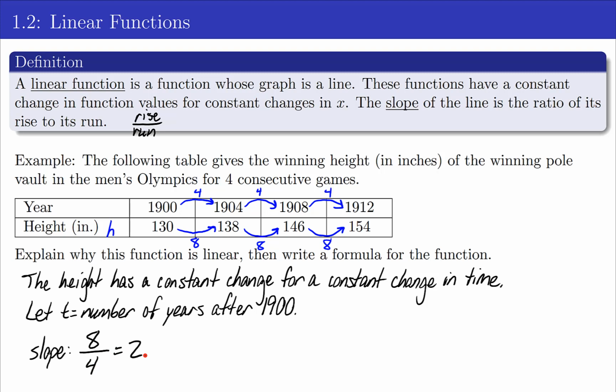Now it might be nice to put a couple of units on here. 8 was in inches, and 4 was in years. So the slope of this line is 2 inches per year. Now to write a final value, the easiest thing to do is say the height is equal to, and since I let t equal 0 correspond to the starting point, that just means we'll have a starting point of 130. And then we're going to have plus some change in inches per year times the number of years.